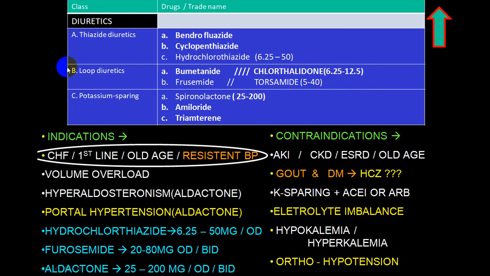Usually it is combined with an ACE inhibitor, or with a beta blocker, or with a CCB, depending upon what is the requirement. And the maximum dose is 12.5 milligram. And again repeating, furosemide and torsemide are the drug of choice in a person with congestive heart failure. Potassium sparing diuretics are not commonly utilized for hypertension. They are mainly utilized along with other drugs. So there are three drugs: spironolactone, amiloride and triamterene.